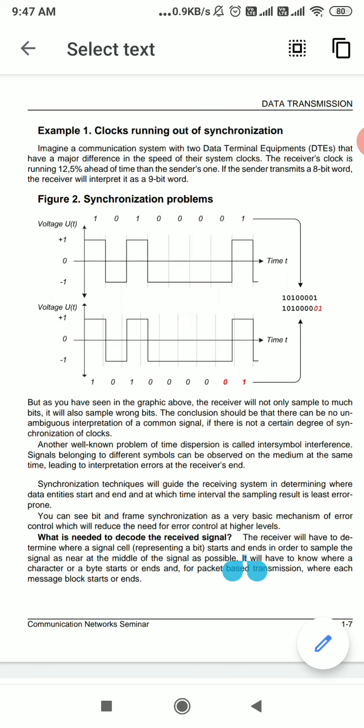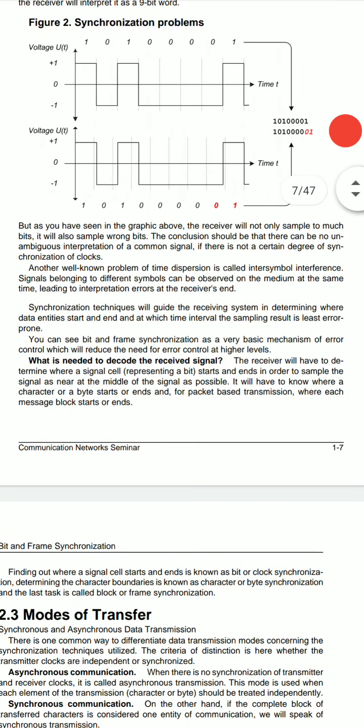So what is needed to decode the received signal? The receiver will have to determine where a signal starts and ends in order to sample the signal as near to the middle of the signal as possible. So it will have to know where a byte starts and where it ends, so it will take exactly the correct data which the transmitter sent.